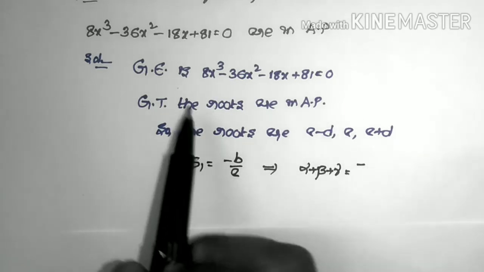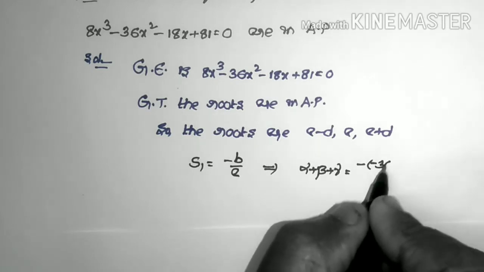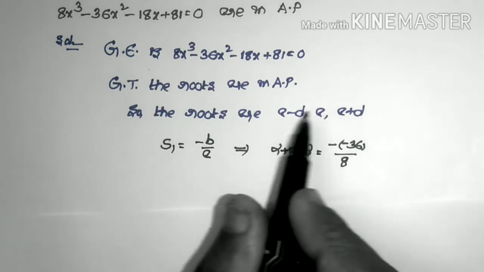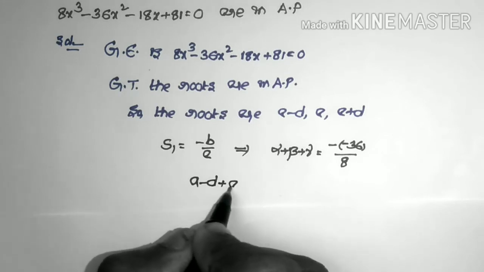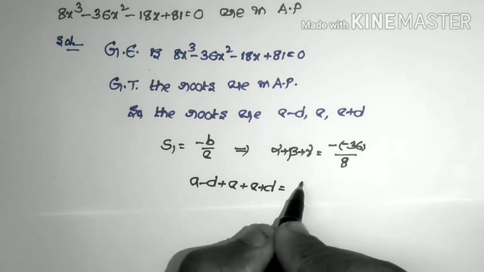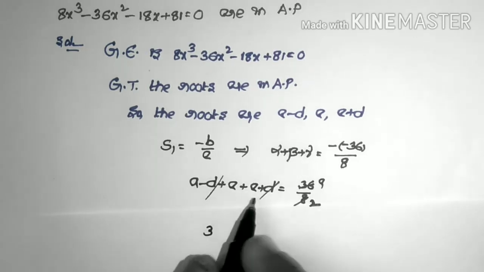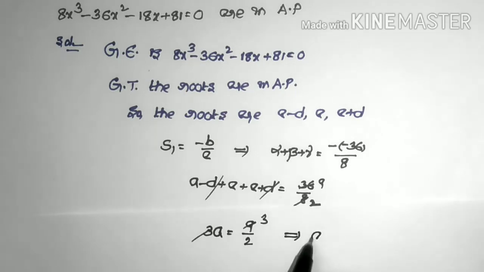What is the b value? For A, B, C, D, B is equal to minus 36 and A is equal to 8. But what are alpha, beta, gamma? They are the roots of the equation. The root values are a minus d, a, a plus d. Substituting the roots, this is equal to 36 by 8, that is 9 by 2. Here minus d and plus d get cancelled. That is a plus a plus a, 3a is equal to 9 by 2. Then the value of a is equal to 3 by 2. So this is one root value.